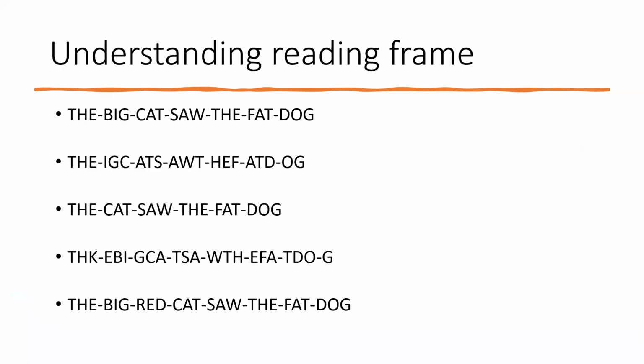However, if we delete the B over here, if we take that out, the first word is fine, but the next three letters are going to be IGC, right? And then ATS. So nothing makes sense anymore, right? By deleting one letter, we change the reading frame. We shift the reading frame, and the sentence no longer makes sense. We call this a frameshift.